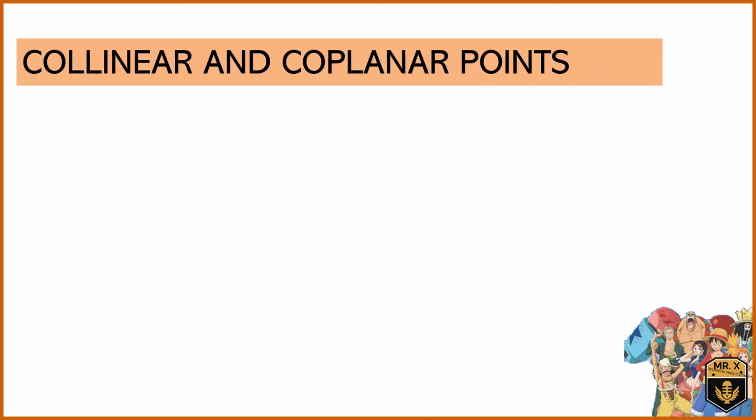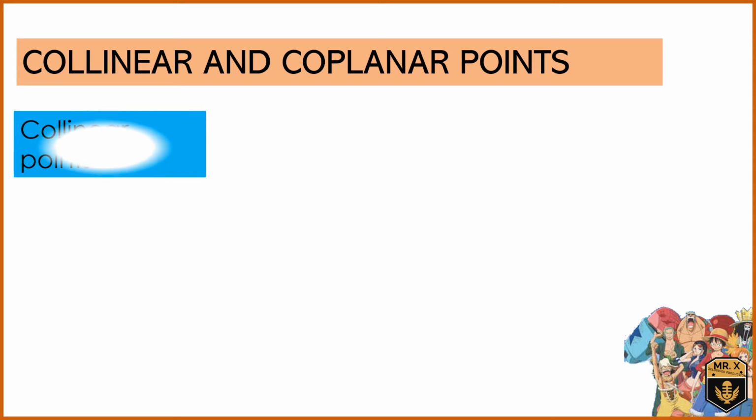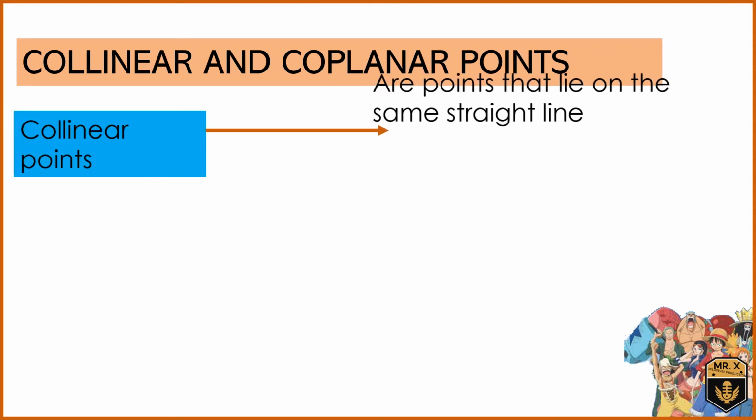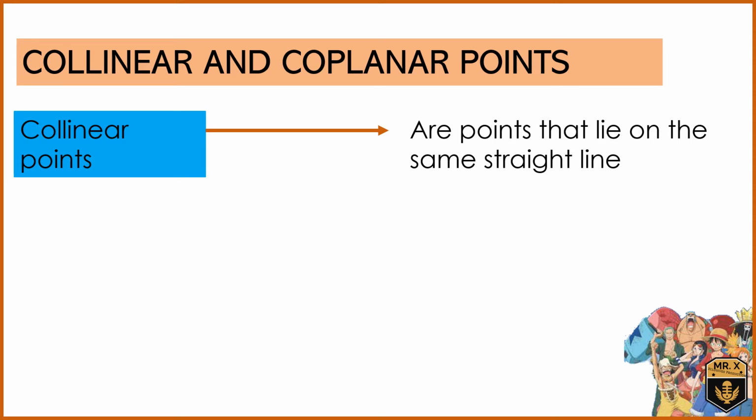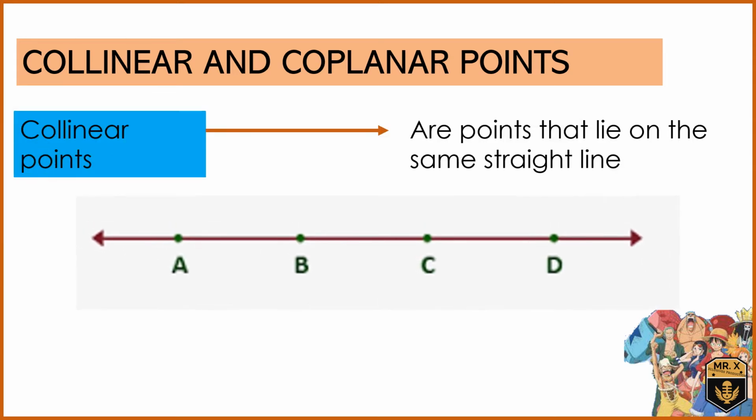Now we are done describing the three basic elements. Now let's start to study the relationship between these three. We call them collinear and coplanar points. Collinear points are points that lie on the same straight line. As you can see in the figure, we have four points that lie on one line. So we have point A, point B, point C, point D. Points A, B, C, and D are called collinear points.